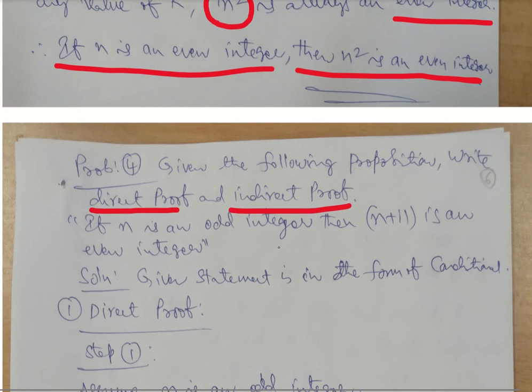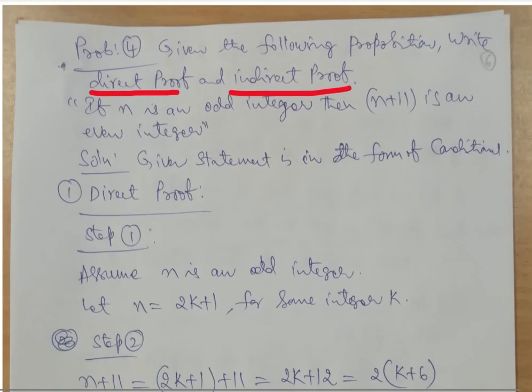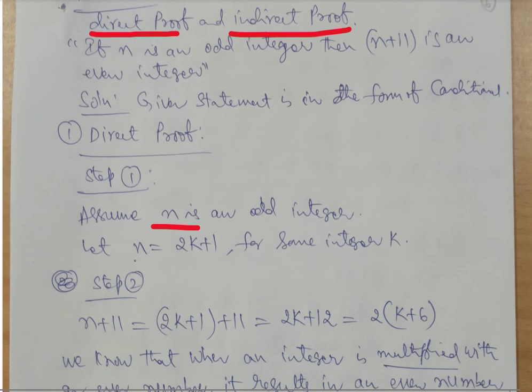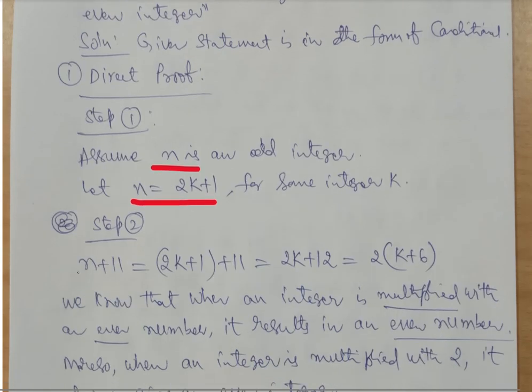If n is an odd integer, then n plus 11 is an even integer. So they have given it already in the conditional form. You need not convert, it is already given. So what is the conditional? If n is an odd integer, then n plus 11 is going to be an even integer. So first, assume n is an odd integer. Just now we have seen, if it is an odd integer, the definition is n is equal to 2k plus 1.